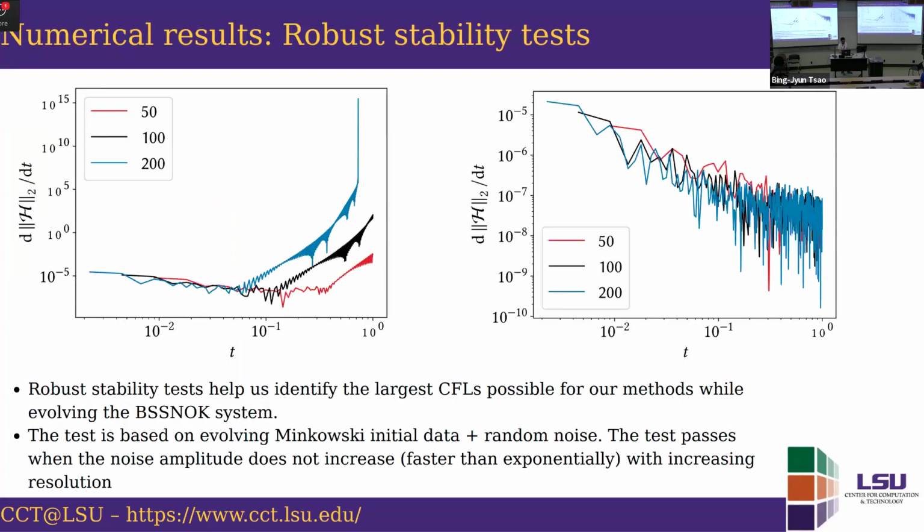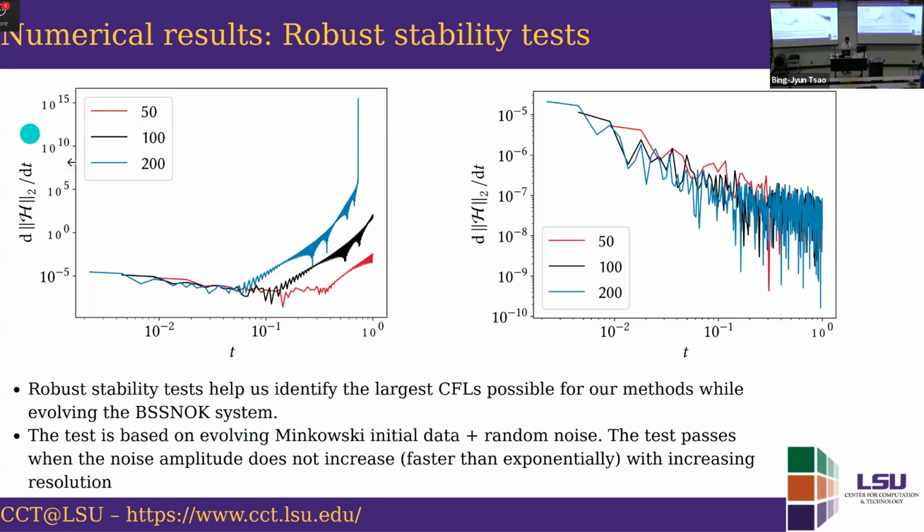And so now let's go through some numerical results and tests, right? So the first thing that we did is we did what's called a robust stability test for the BSSN-OK system, right? So that involves having the BSSN-OK system with Minkowski metric, and then you add some noise to it, and then you choose a time step, you evolve that for some time, and you see what happens when you increase the resolution.